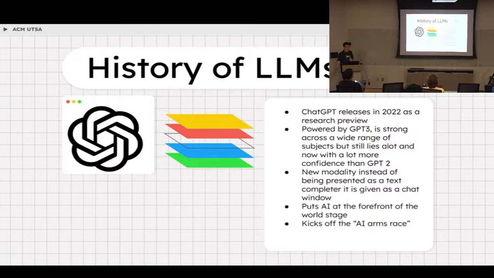They released ChatGPT in 2022 as a research preview, which is powered by GPT-3 under the hood, and it is strong across a wide range of subjects, but it still lies, now with a lot more confidence than GPT-2. So unlike with GPT-2, where sometimes you could read the answer it would output and be like, okay, I don't really buy that, GPT-3 will basically lie to you with the full confidence of an expert.